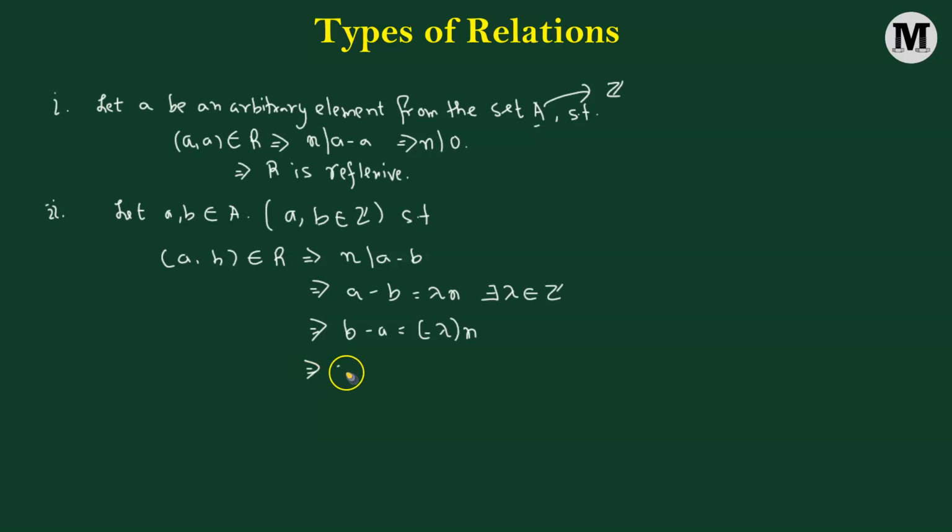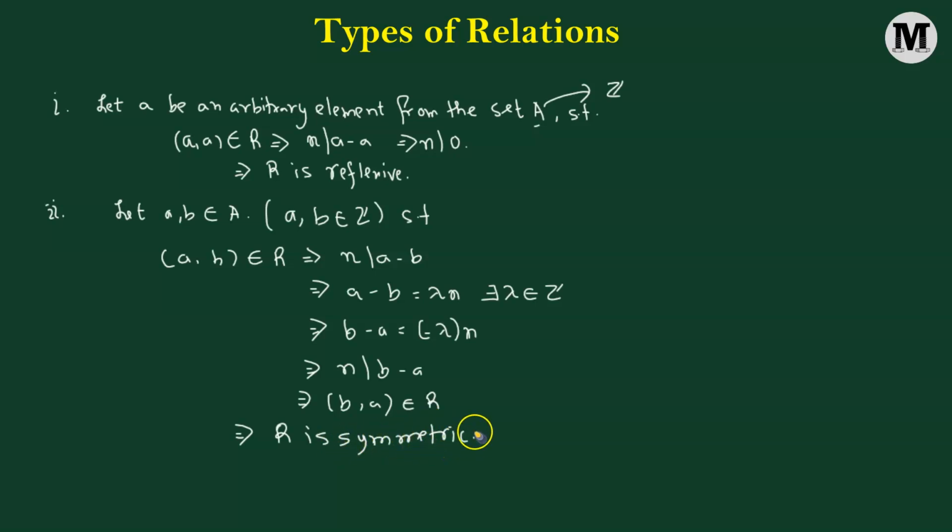So can we not say that n divides B minus A? Now n dividing B minus A is the definition that the ordered pair B comma A belongs to the relation R as well, which means that our relation R is symmetric as well. It is a symmetric relation.